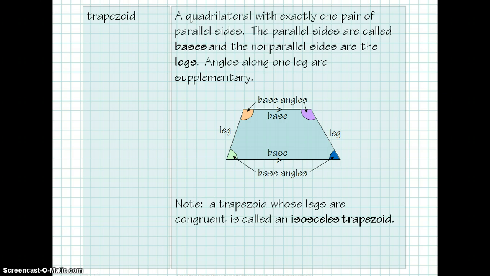Now, if I've got a trapezoid where the legs are congruent, that's called an isosceles trapezoid. Think of it basically like an isosceles triangle that got its top lopped off.